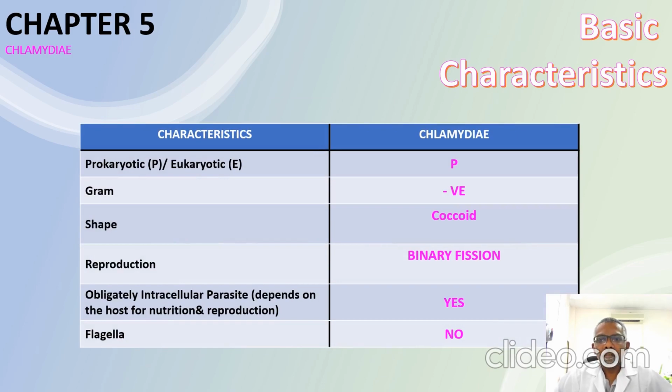As we can see here, chlamydia is a prokaryote. I believe you still remember how to differentiate between prokaryotic cells and eukaryotic cells. It is a gram-negative bacteria. It has a coccoid shape. Chlamydia, like other bacteria, reproduces through binary fission. It depends on other living body for nutrition and reproduction, which makes it an obligatory intracellular parasite.